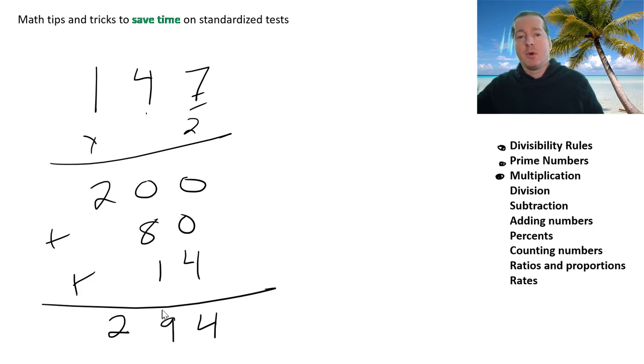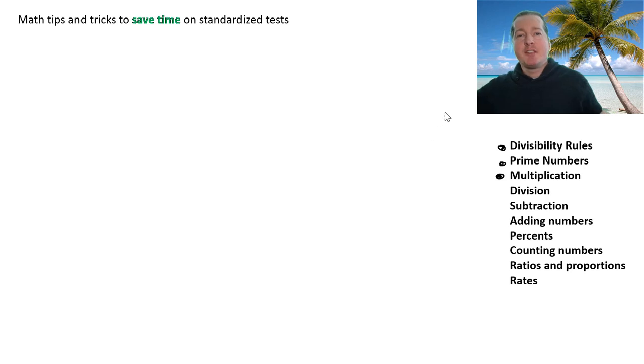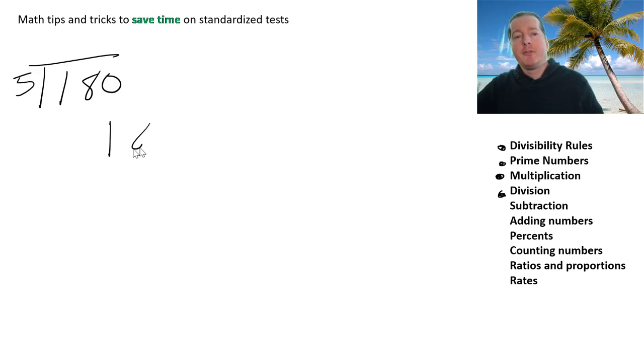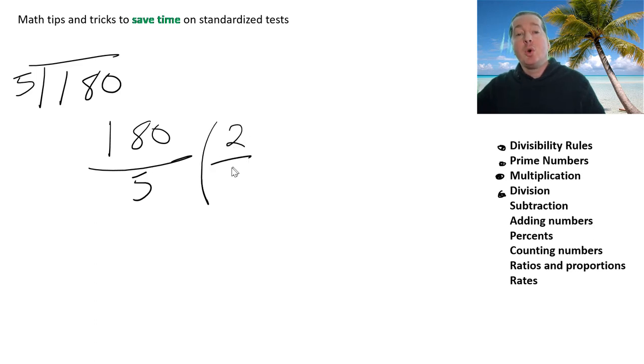492, 294. So those are some little time savers on multiplication. Let's talk about division. Suppose I wanted to divide 180 by 5. I could write it this way, 180 divided by 5, or 180 over 5. Suppose I multiply this by 2 over 2. 2 over 2 is 1. You can multiply anything by 1 without changing its value.